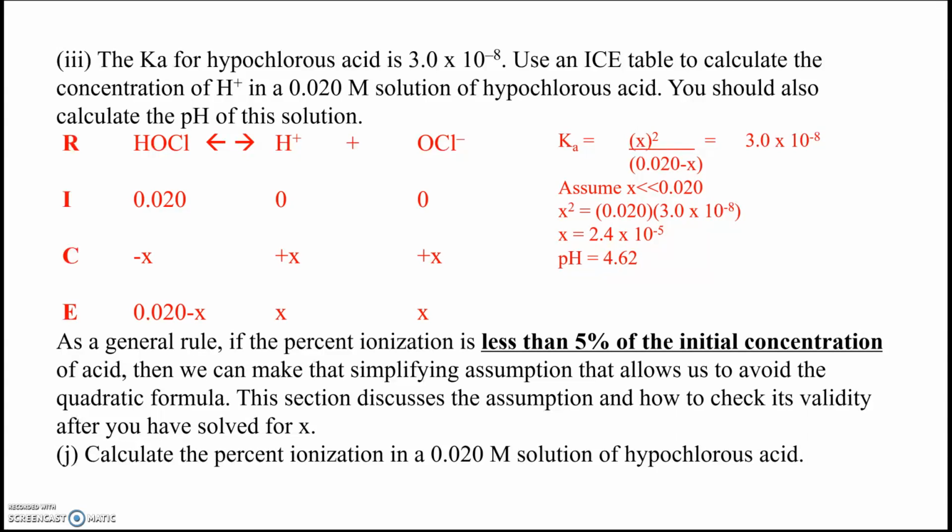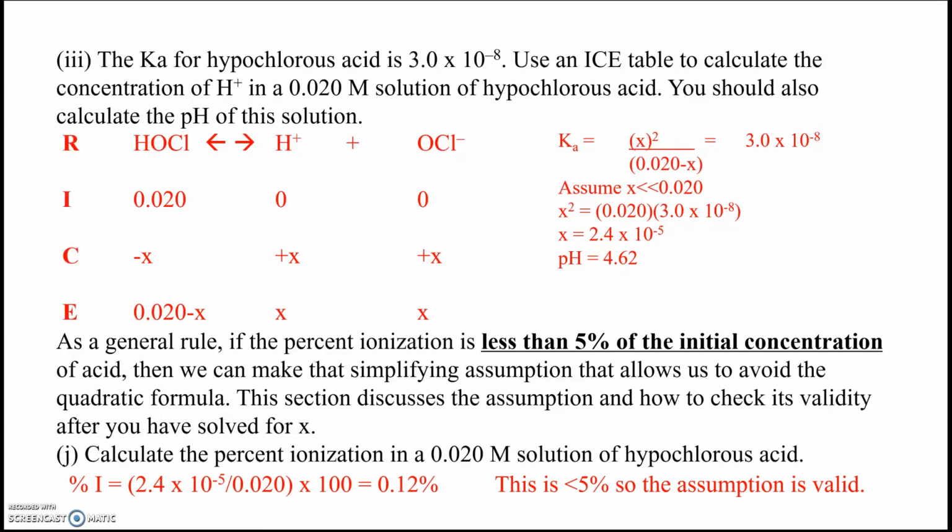So part J says calculate the percent ionization in this 0.020 molar solution. We can check our percent ionization and see that the amount we had ionized, which was what we got from our Ka computation up above, was 2.4 times 10 to the minus 5th divided by our original acid concentration, then times 100 to convert it to a percent. And we see that this is in fact considerably less than 5%, so our assumption is a good one. We can really see that because our Ka value is very small, and we would not expect that this would be a very highly ionized acid.